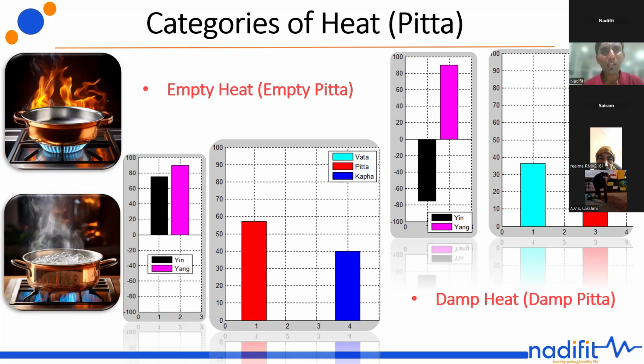I told pitta vata. Pitta means fire. Vata means air. Assume that a forest catches fire in a summer season. A forest catches both the fire and the air, means wind and fire. It will burn the whole forest without mercy. The complete forest, without mercy. That is empty heat.